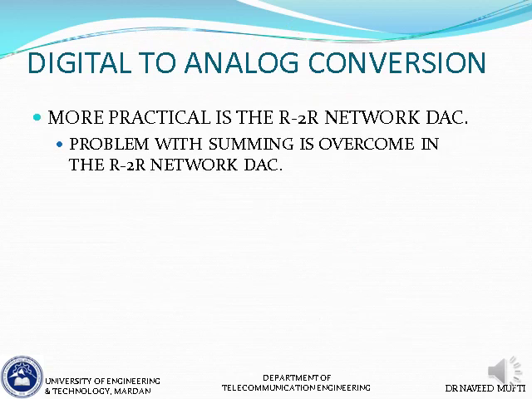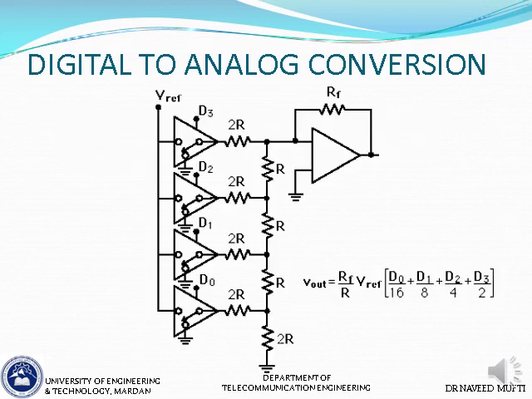Now we come to the second type of digital to analog converter, which is a more practical design, known as the R2R network digital to analog converter, or R2R ladder network. The problem with the summing amplifier is overcome in this design. With the summing amplifier we needed the exact multiple or exact half of the previous resistor. That is not required here.